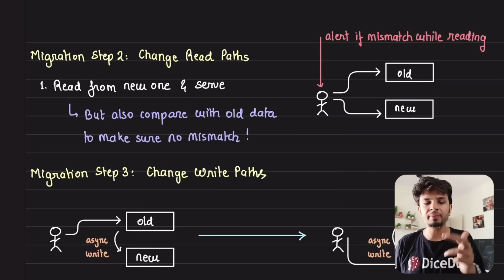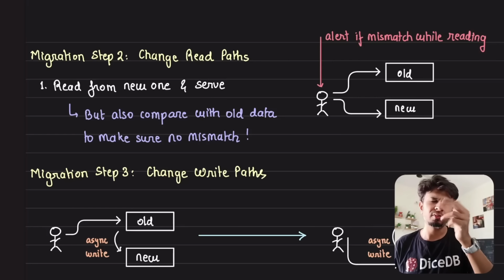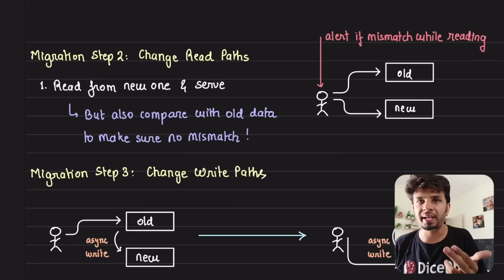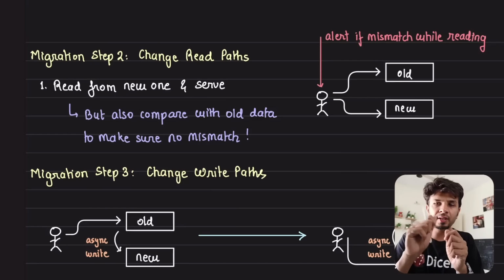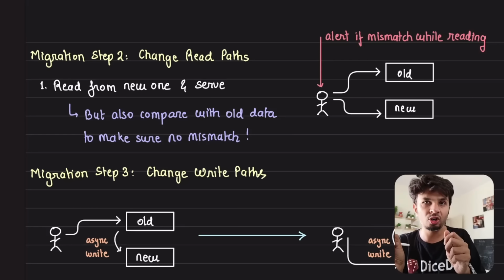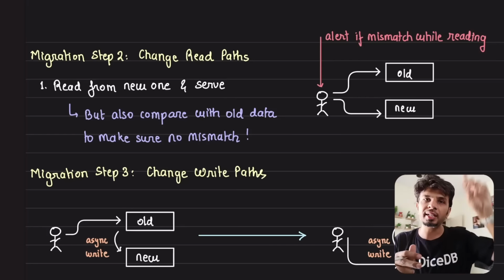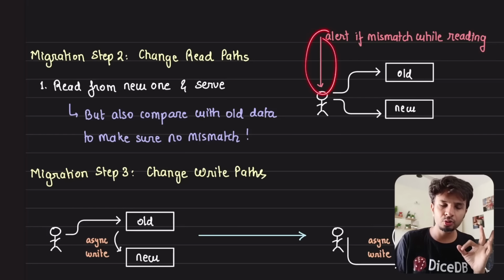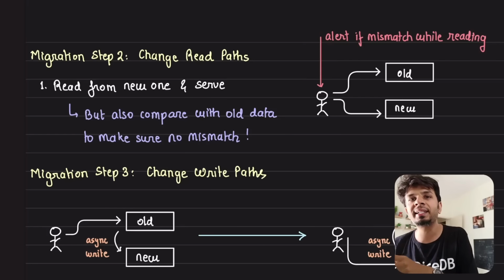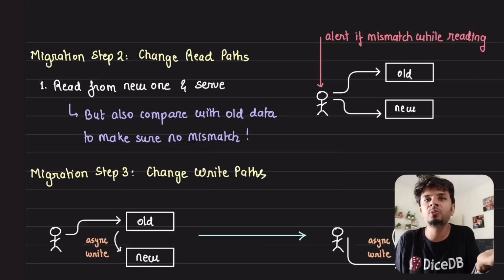So what Stripe also did is to compare: if the read would have gone to old and the read has gone to new, is there a mismatch in the data? If there is a mismatch in the data, raise an alert. That is super crucial, because that is what guarantees that your movement is seamless. Otherwise, the movement is not seamless.